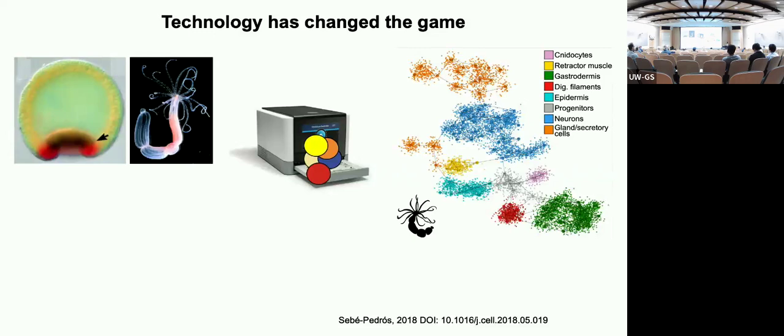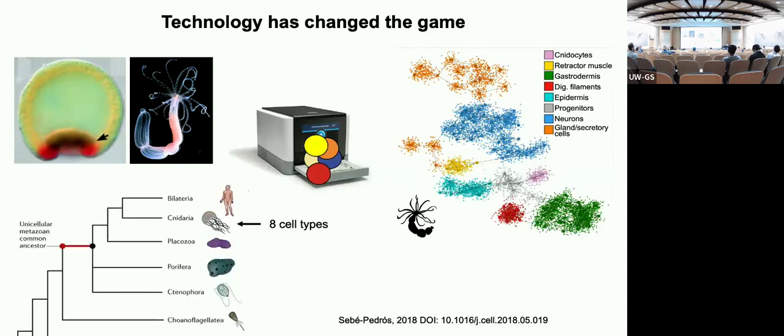So each dot is a cell, and they're clustered by how similar they are. So in a hydra, in this relatively simple creature, there are approximately 8 different cell types. And again, this is a pretty simple creature, but in humans or vertebrates, we have many more cell types.